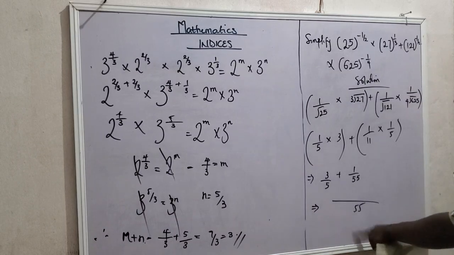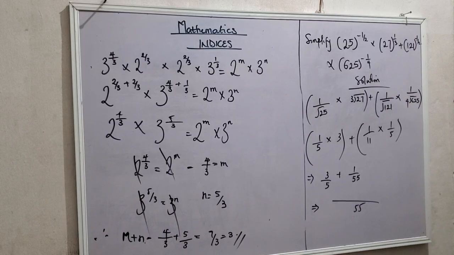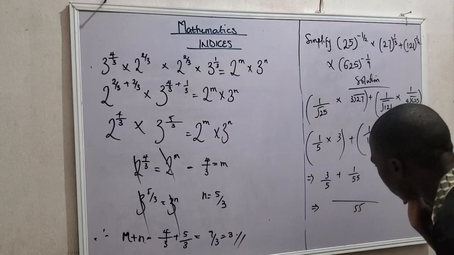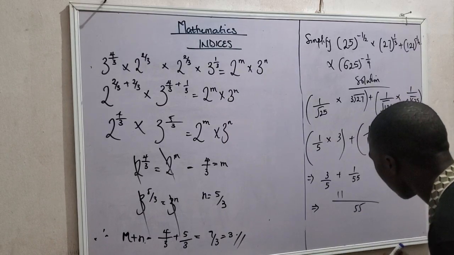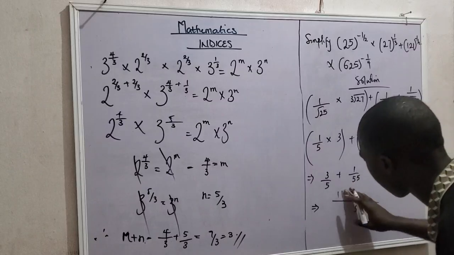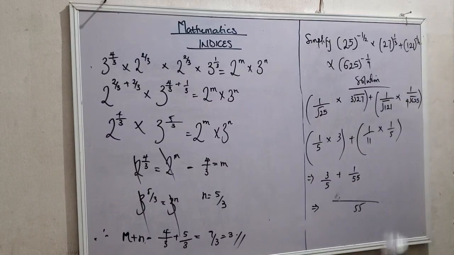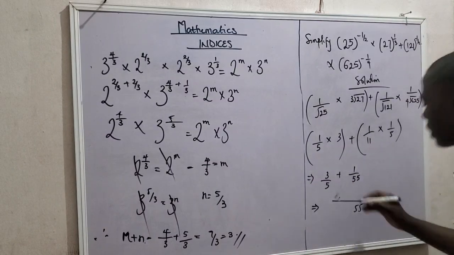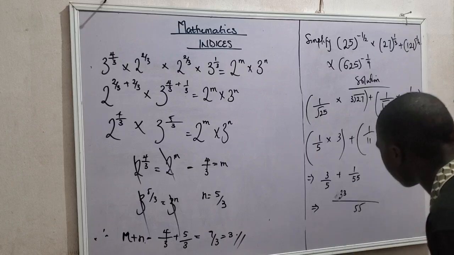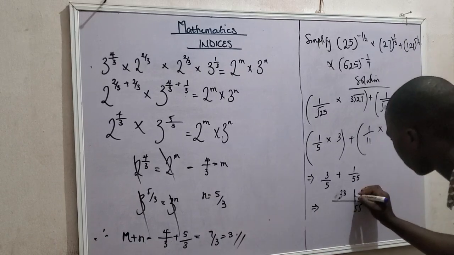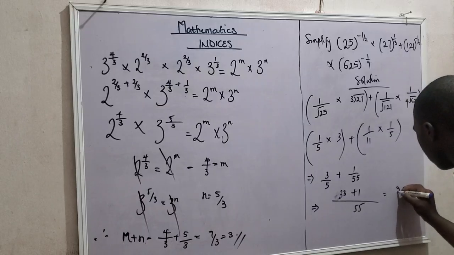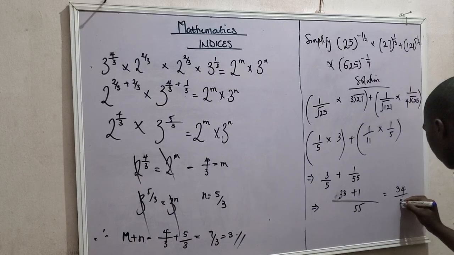55 divided by 5 is 11, times 3 gives us 33. Sorry for that mistake. 55 divided by 55 is 1, multiplied by 1 gives us 1. So this becomes 34 over 55.